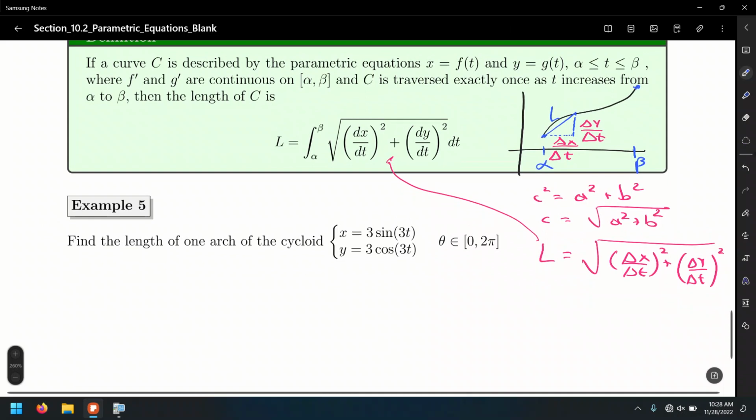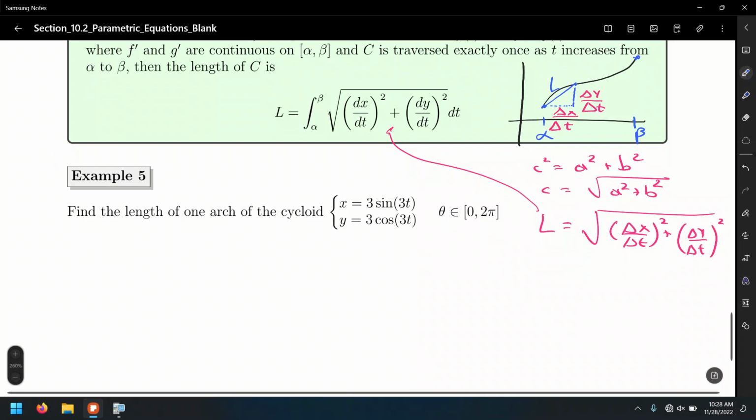Find the length of one arc of the cycloid. Let's go back to the cycloid example. x equals 3 sine 3t, y equals 3 cosine 3t, within the interval 0 to pi. Again, everything is going to be given. There will be nothing cryptic at all. You'll be given everything. All right. So what do we need? We need to find dx/dt and dy/dt.